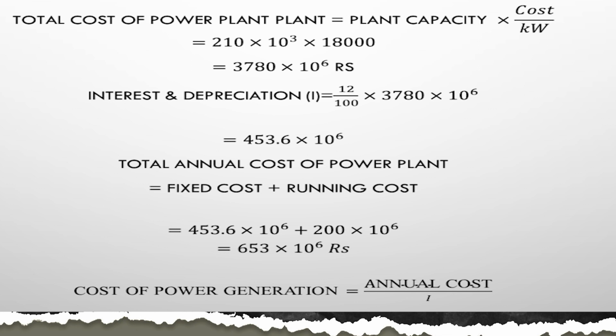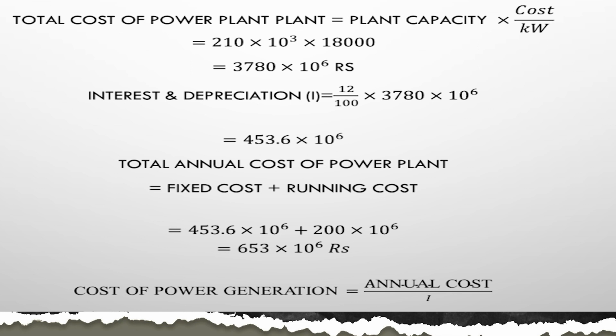This is annual running charges that are given. So this interest and depreciation on total cost of the power plant, and the running charges, these make the total annual cost of the power plant. This is a very important thing. Then further we have the value, that is 653 into 10 raised to 6 rupees, which is the value of annual cost of the power plant.